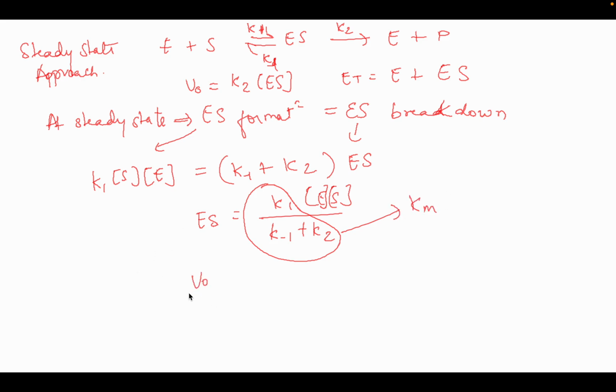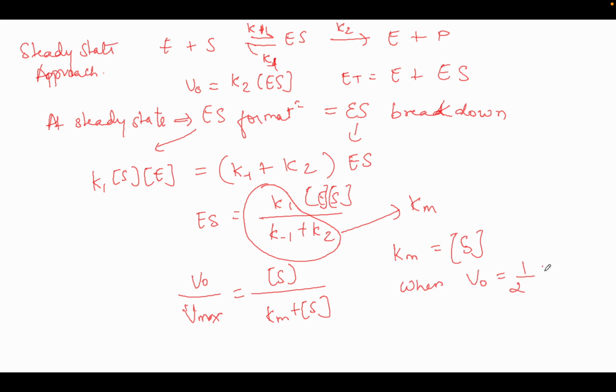If we solve this, we'll get V0 upon Vmax, which is equal to substrate upon Km plus substrate. So this Km is very important. Km is equal to the substrate concentration when V0 is equal to half of Vmax. So this is the condition.